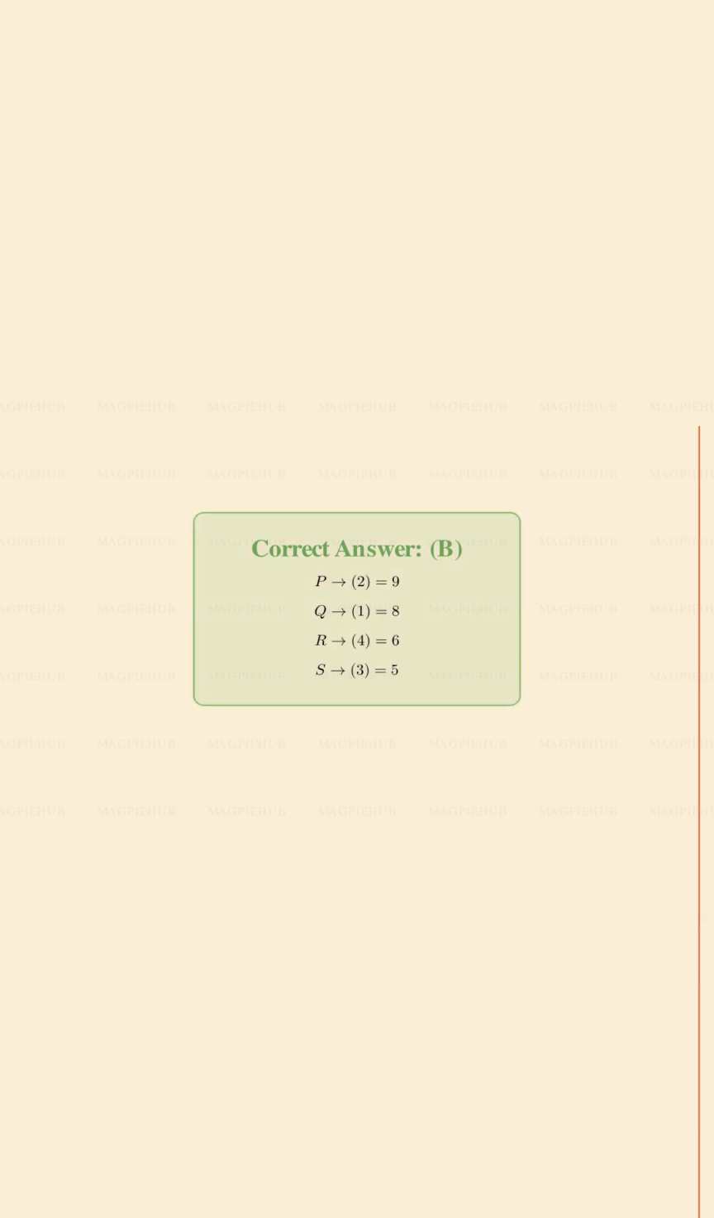That is 5 points. Putting it all together, p maps to 2 which is 9, q maps to 1 which is 8, r maps to 4 which is 6, and s maps to 3 which is 5. The correct answer is option B.